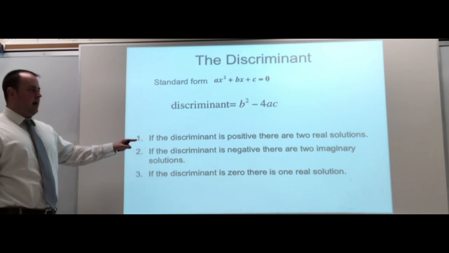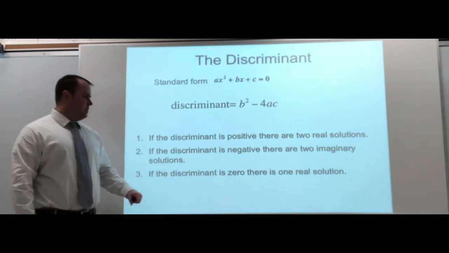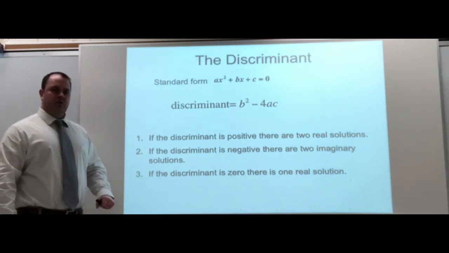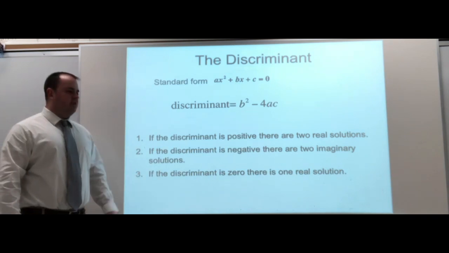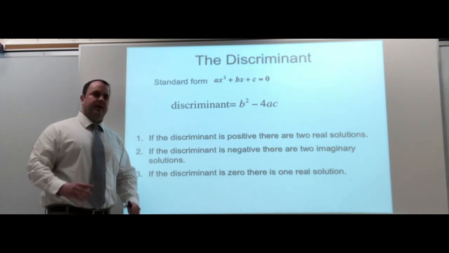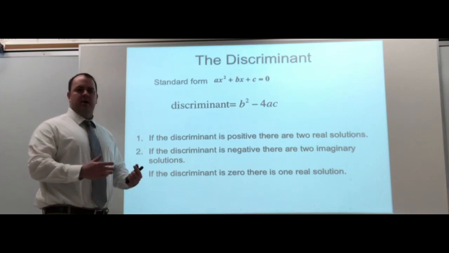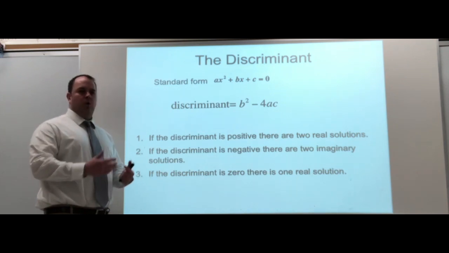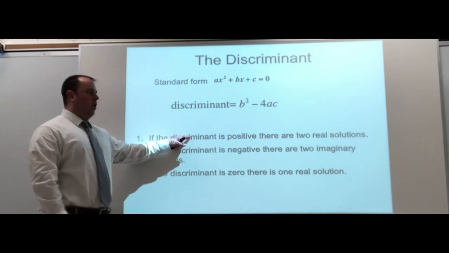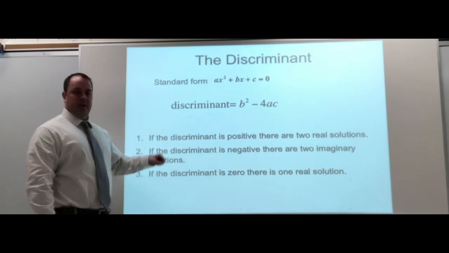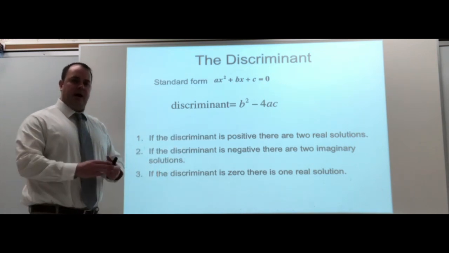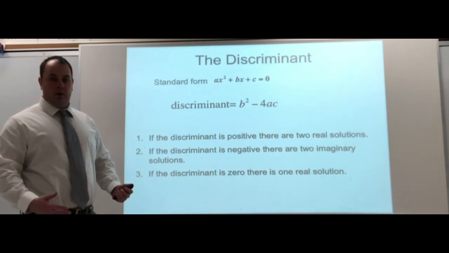If the discriminant is positive, there are two real solutions. If the discriminant is negative, there are two imaginary. If the discriminant is 0, there's one real solution. We care about positive, negative, or if it equals 0. No matter if it's positive 1 or positive 1 million, all we're getting from this is how many and what type of solutions it is. So positive, negative, and 0 is all we really care about.